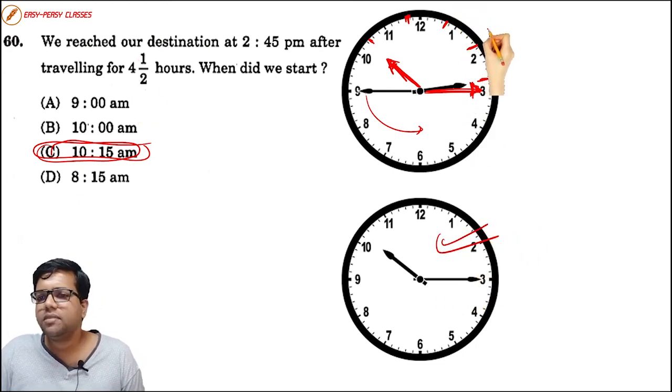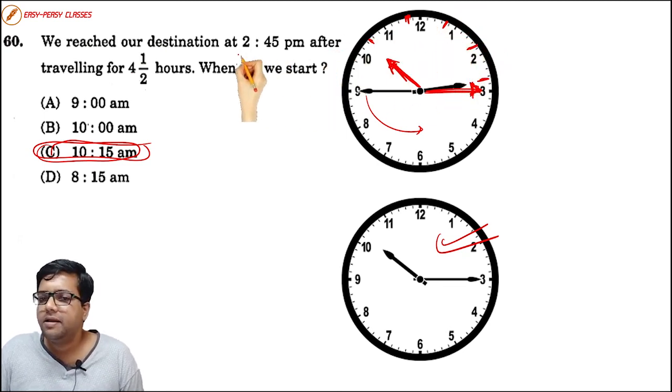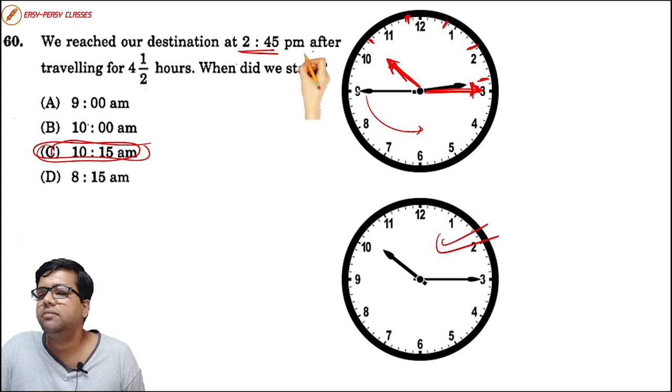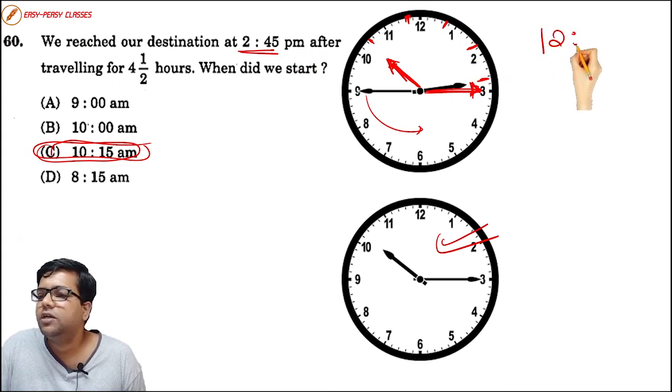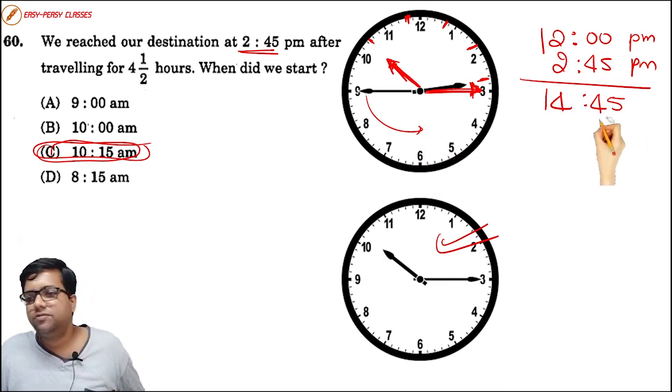But this is one way of doing it, and there is another way of doing it. You add this 2:45 p.m. to the 12 p.m. 2:45 came after 12 p.m. That gives you 14:45. There is no need to write PM. Okay, 14:45 is the value that you get.